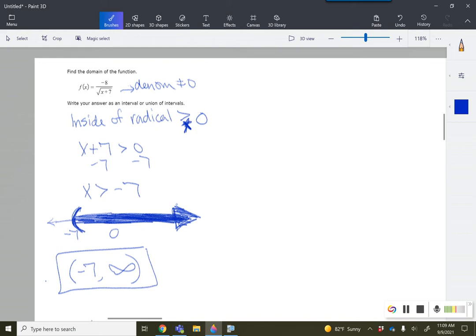Had the radical been in top, you would have had to make sure the denominator did not equal 0 and make sure the inside of the radical was greater than or equal to 0. So there might have been two restrictions that way if you had it on top. Since it is just on bottom, it made our life a little bit easier to only have to worry about it once.